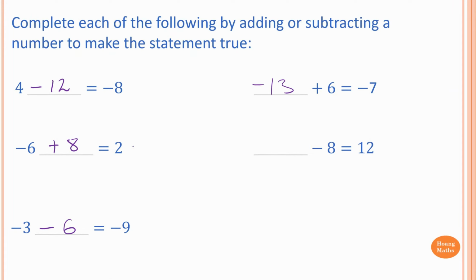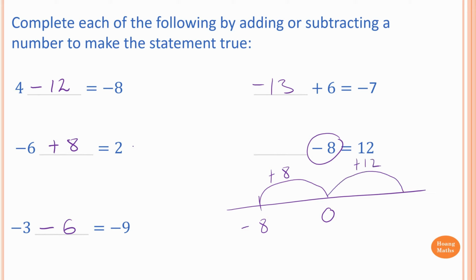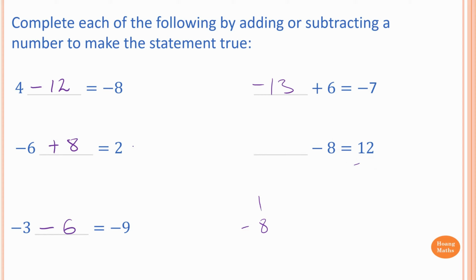Next one. So a number, take away 8 is equal to 12. So in other words, you can start at -8 and then you move to the right and then you hit 12. So you start -8 here and you move to the right 8 units. That means you add 8, gives me 0. And to go to 12, you add another 12. So this is 12 here. So altogether, you add 20. 8 plus 12 is 20. So that means 20 minus 8 is equal to 12. So 20, that's the answer.